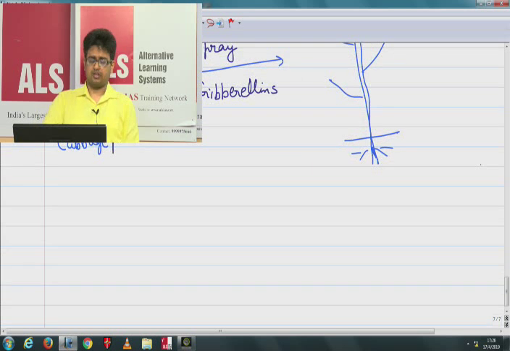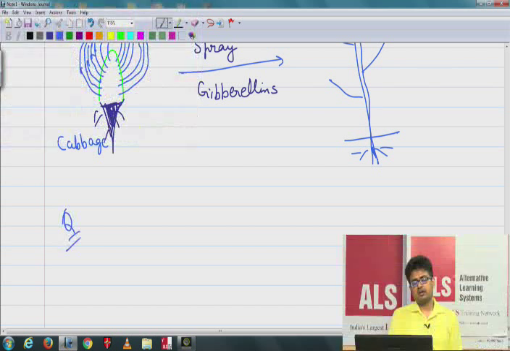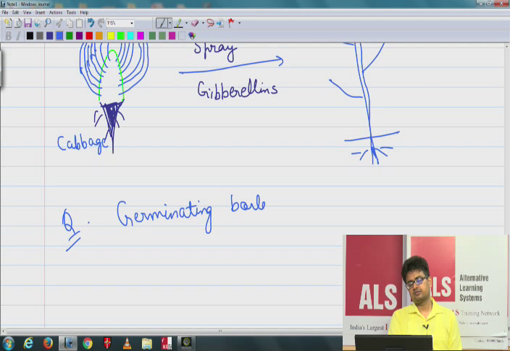There is one more effect. Germinating barley seeds. A question is coming. Germinating barley seeds contain which hormone?